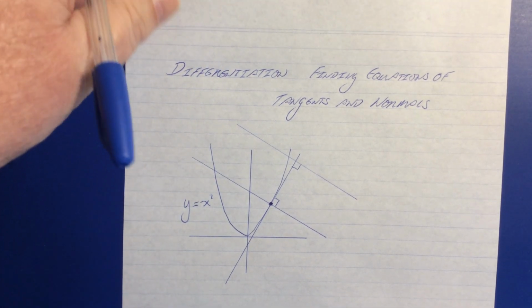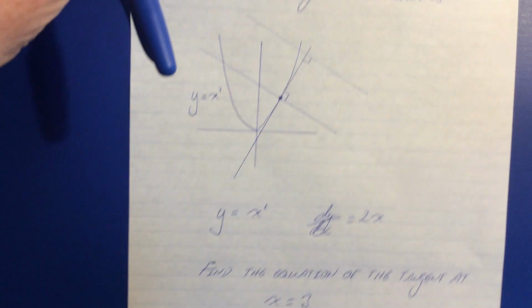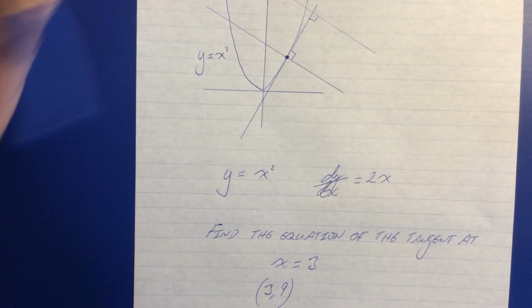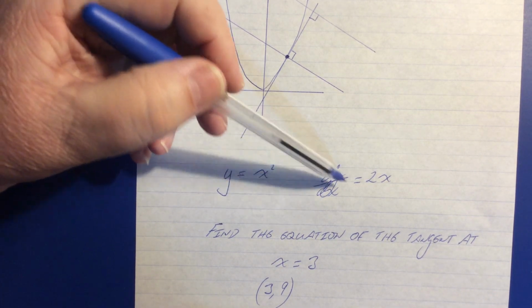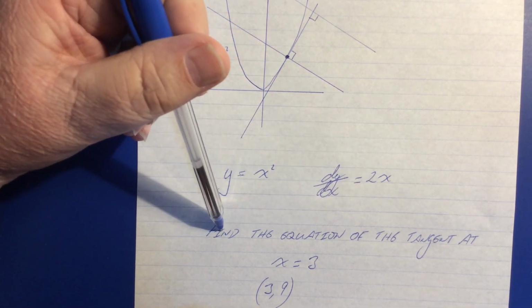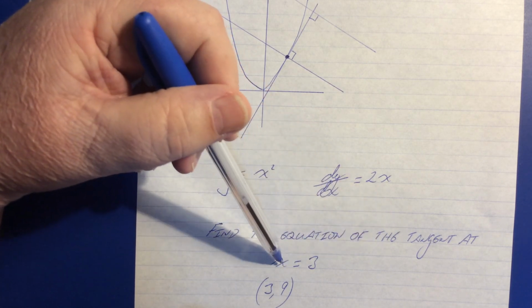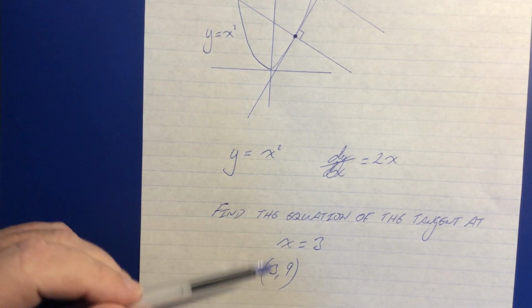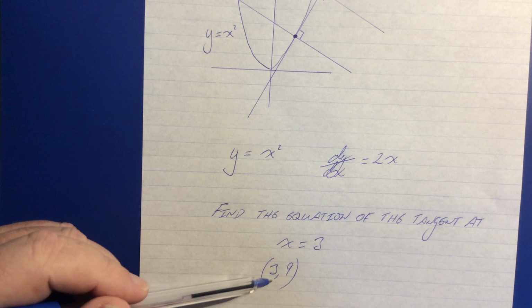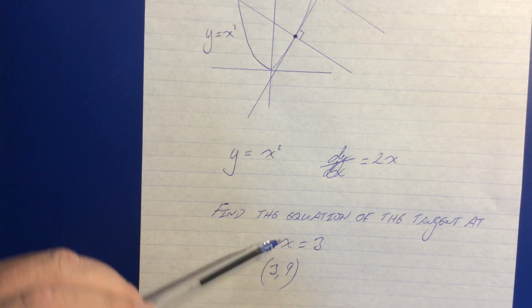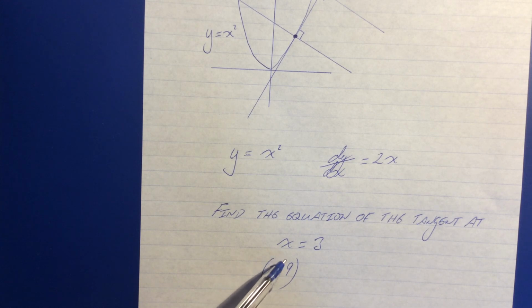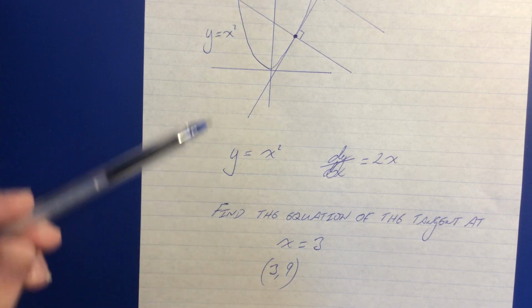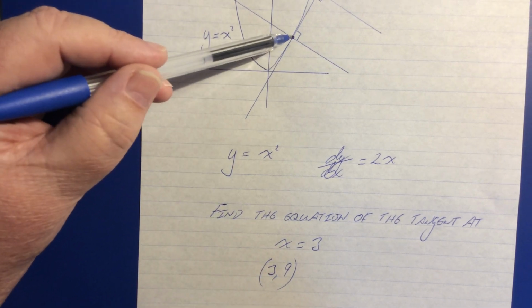Taking y equals x squared as our example, the derivative of that is 2x, and we are asked to find the equation of the tangent at x equals 3. Now, when x equals 3, if we put 3 into this equation, we get 9. 3 squared is 9. Okay, so that's what we're looking for. We're looking for the equation of the tangent that passes through this point on this curve.